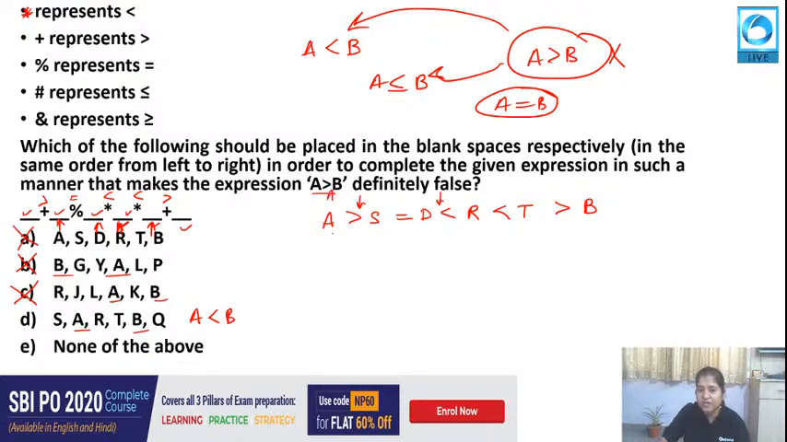And what should be the relationship that should be definitely false? That is A should have been greater than B. But what you are getting is A is less than B. Absolutely. So this one will make your relationship of definitely false. I hope this is clear to everyone.